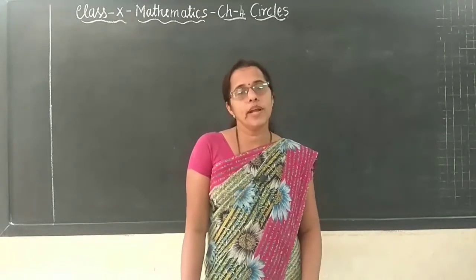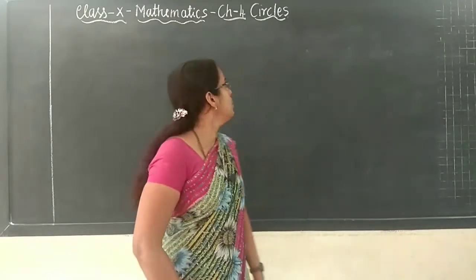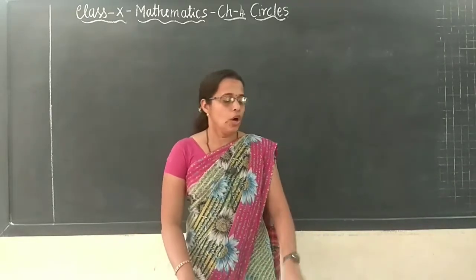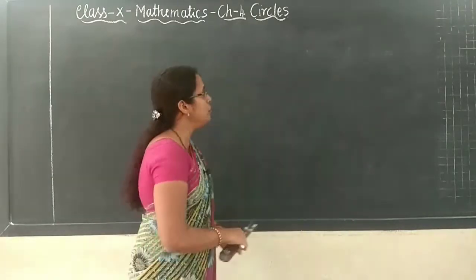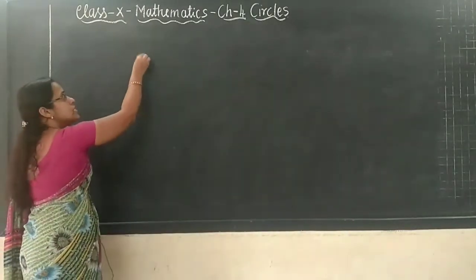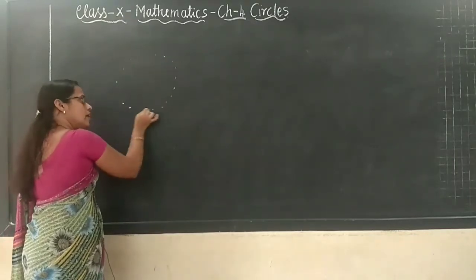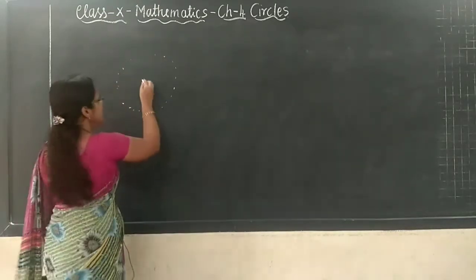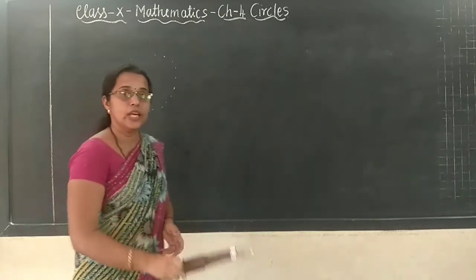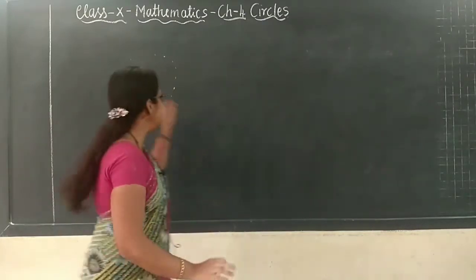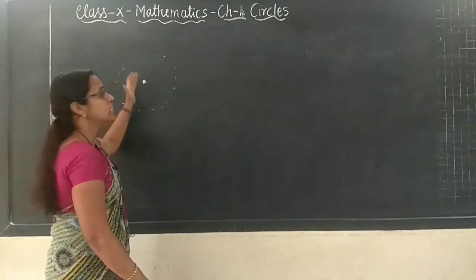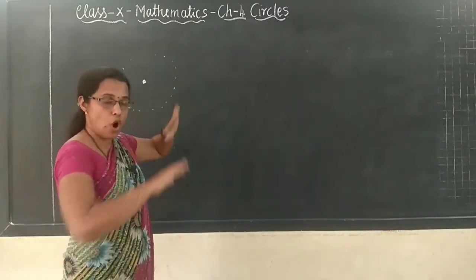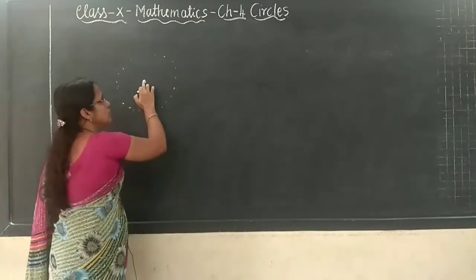Okay, let us learn more about circles in the new chapter, chapter number 4, Circles. So what do you mean by a circle? Circle means a set of points. It's a set of points lying on a plane which is equidistant from the center. So from the center to any point you take, the distance is the same. It's a shape made up of so many points arranged on a plane which are equidistant from the center.